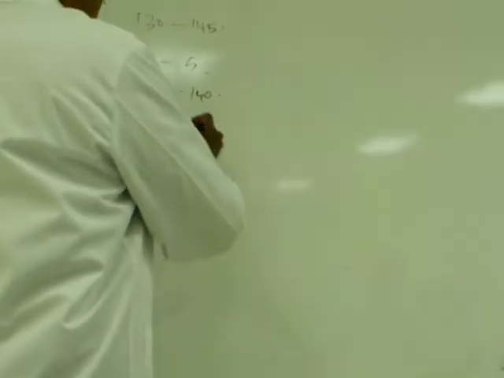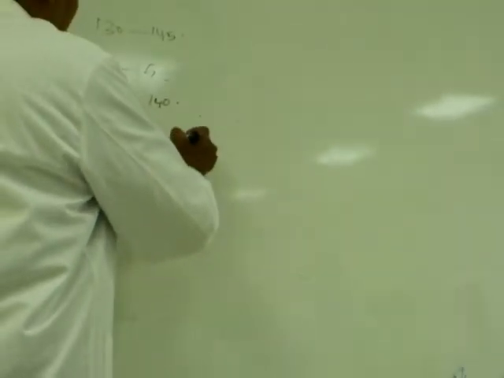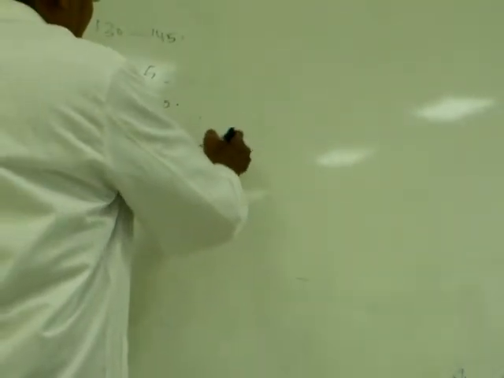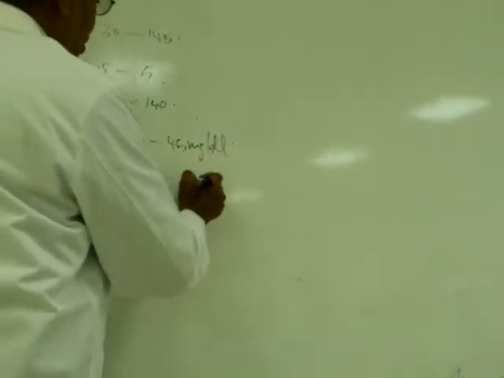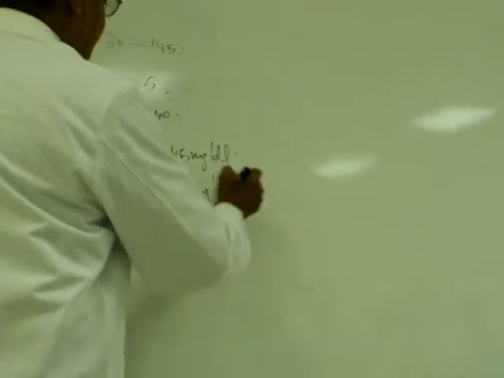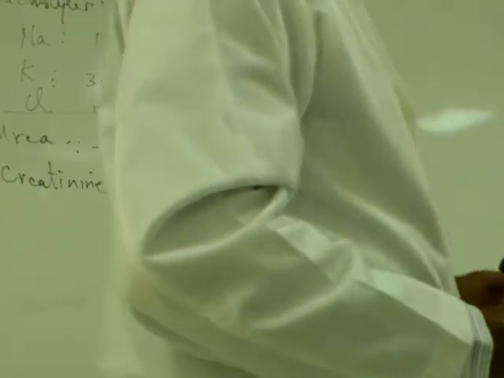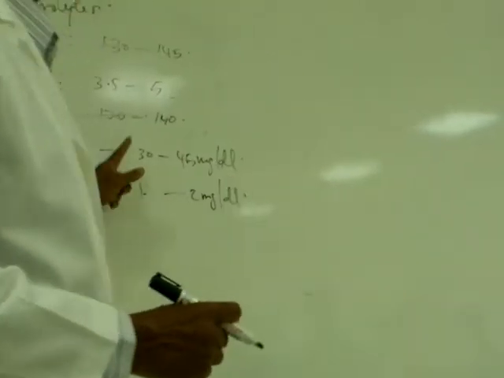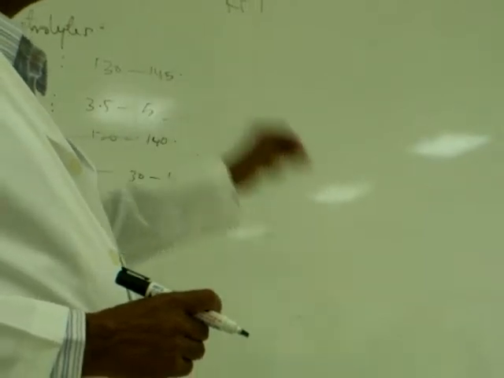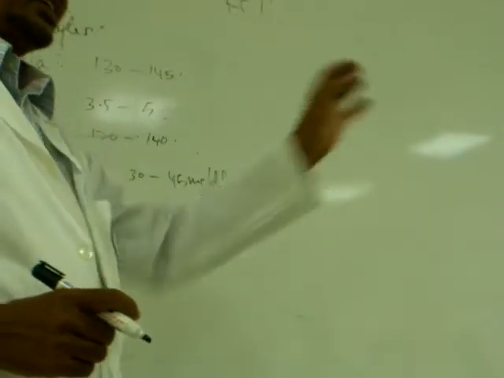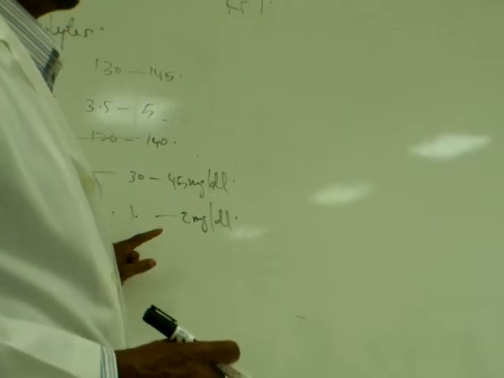Their value for urea is between 30 to 45 milligram per deciliter. Creatinine is 1 to 2 milligram per deciliter. These are the waste compounds. If they decrease, what will happen? Urea 3, and it does not make any sense. But whenever urea is high, more than 45, that means the kidney has a problem. It's not eliminating the waste. Creatinine, the same thing.